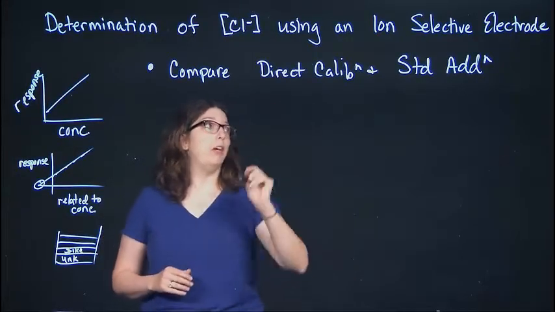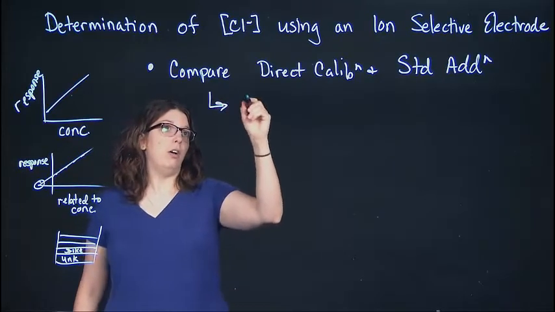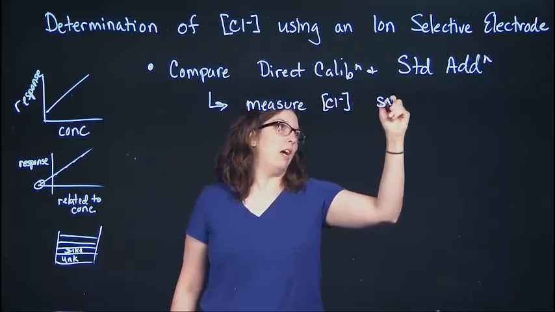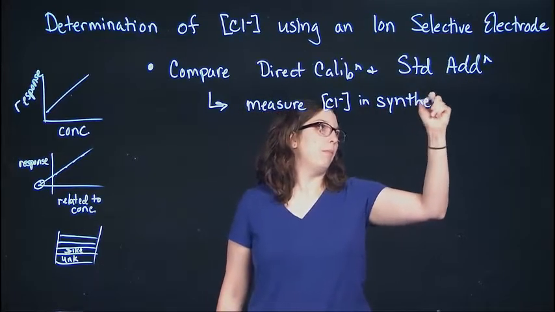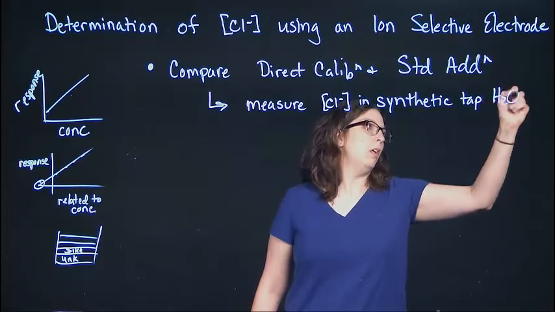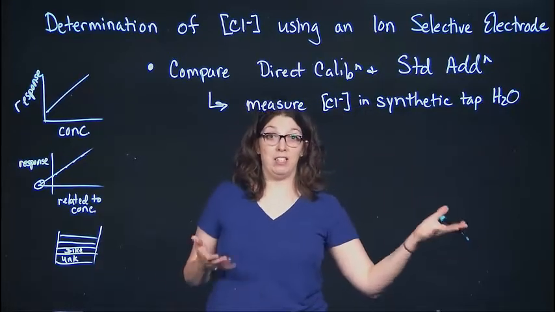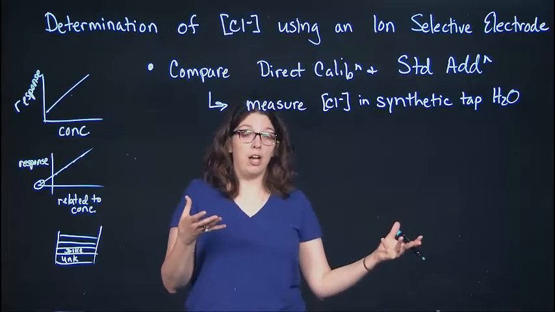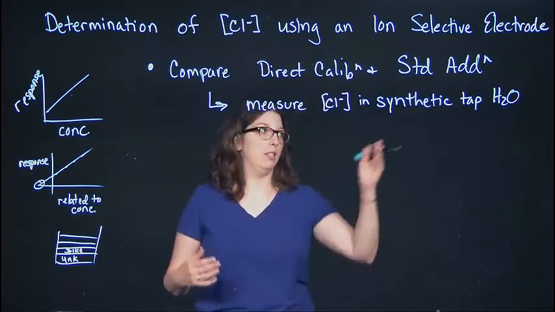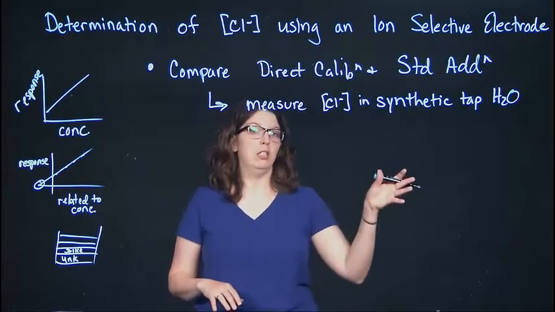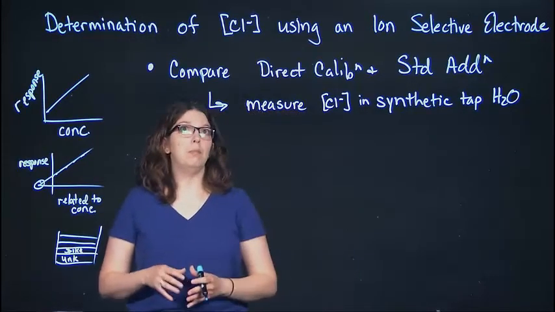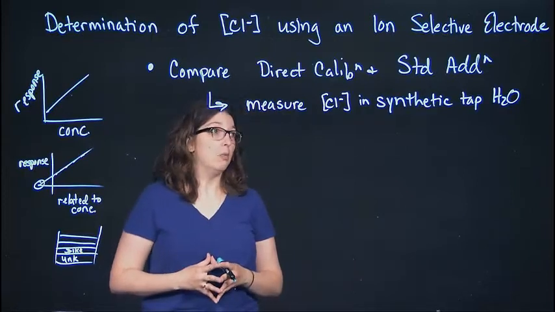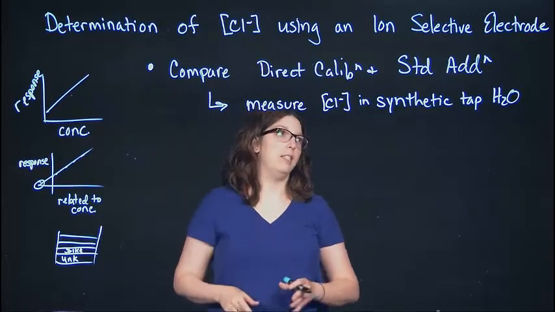So we're going to compare direct calibration and standard addition, and what you're going to do first is measure the chloride concentration in what we're calling synthetic tap water. Synthetic tap water is some water where I've added some known amount of ions. So we know the chloride ion concentration. It's going to contain other ions as well that are very commonly found in tap water, at approximately the same concentrations as found in tap water. The reason we're doing this is because if we know what concentration of chloride to expect, we can determine which type of calibration is more appropriate for determining chloride concentration using ISEs in tap water.